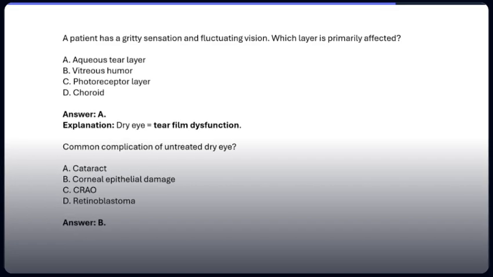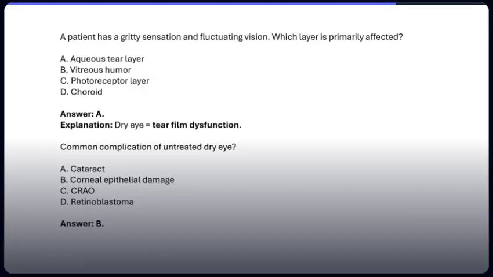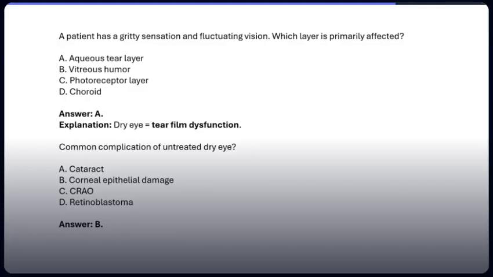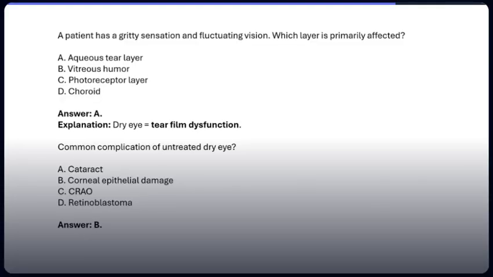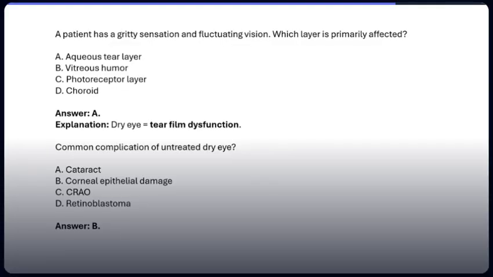A gritty sensation paired with fluctuating vision indicates a loss of homeostatic stability in the aqueous tear layer, which functions as the eye's first and most critical refractive surface. When this film's kinetic stability is compromised, the resulting irregular light bending and increased mechanical friction on the ocular surface directly disrupt the visual pathway. Why does untreated tear film dysfunction specifically target the corneal epithelium for secondary damage?